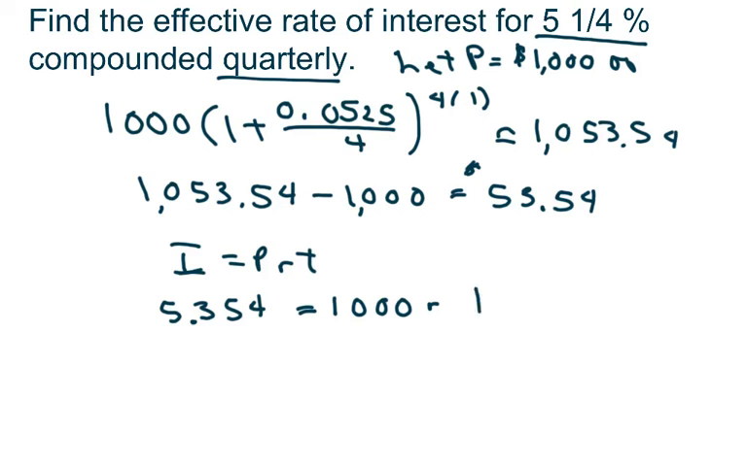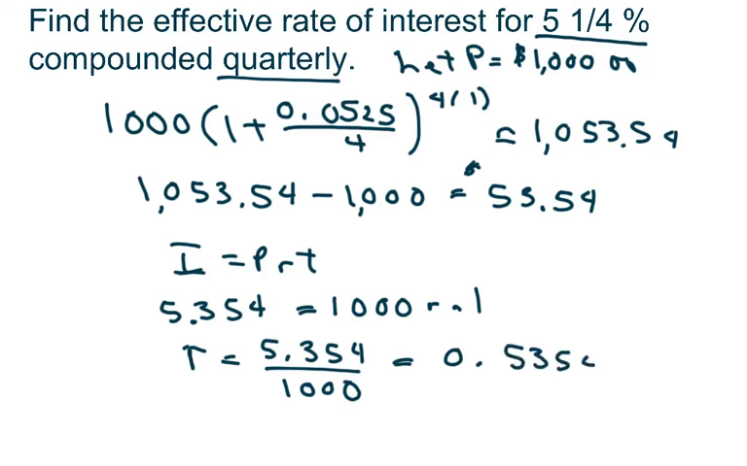So we're solving for R, and we get R equals 53.54 over 1,000, which equals 0.05354. So your effective interest rate is 5.354%. Okay?